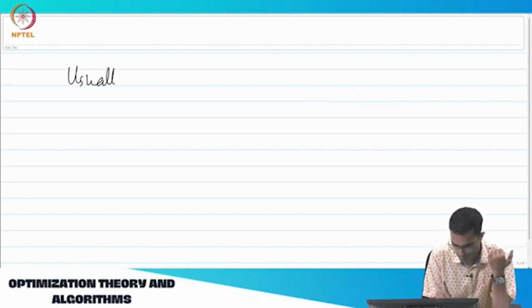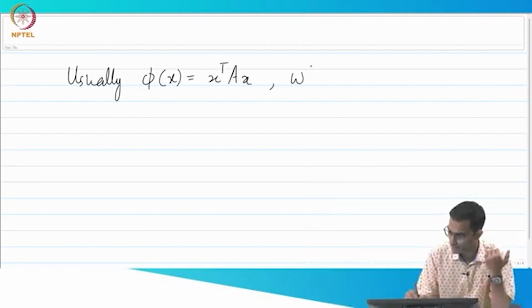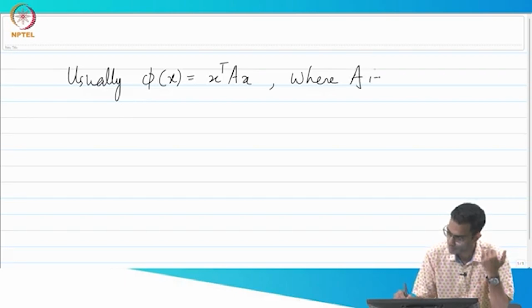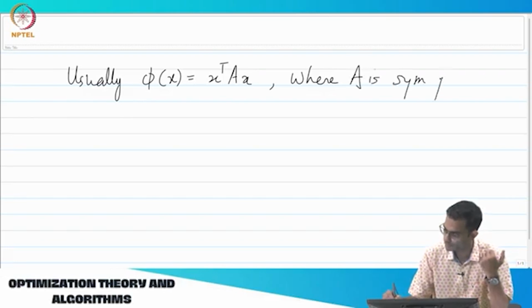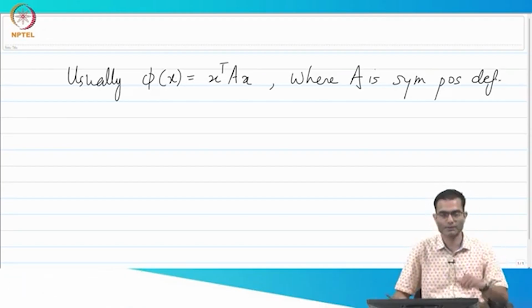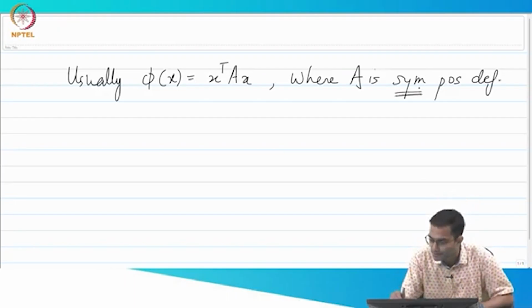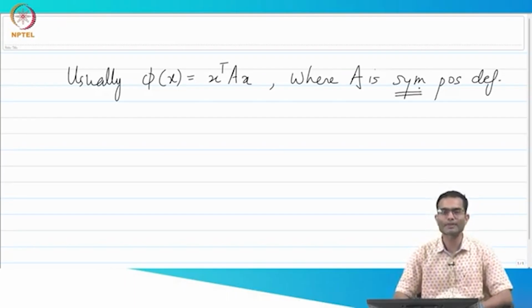So usually, when I have a quadratic form like this, I say x transpose Ax, where A is symmetric, positive, definite. Now, a very natural question which someone asked me a couple of classes ago was, why do we need this? Why do we need it to be symmetric?